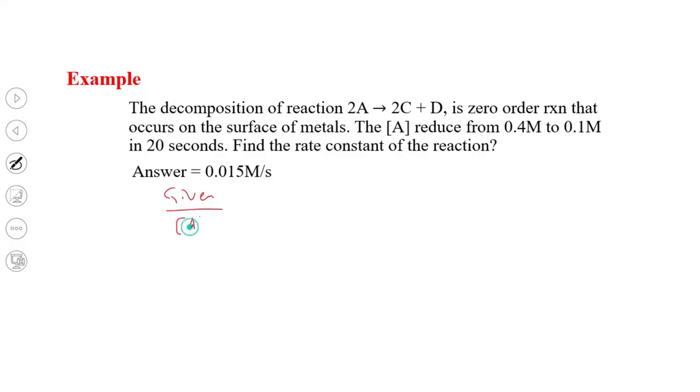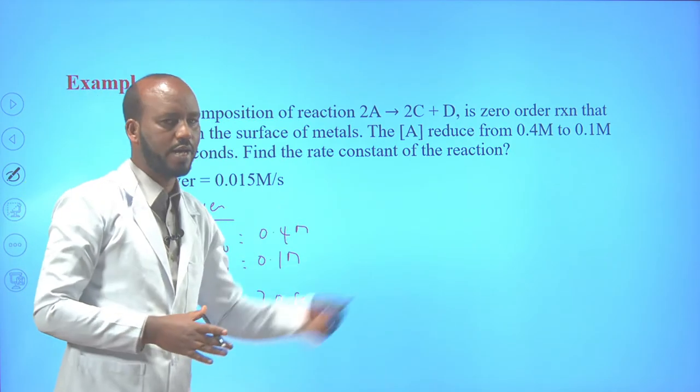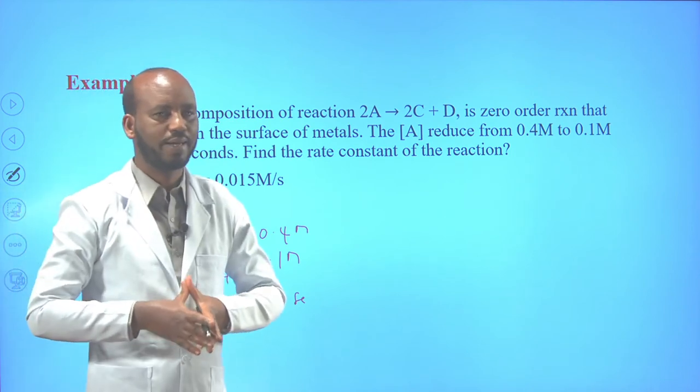Initial concentration A naught equal 0.4 molar. Concentration of M at time t is 0.1 molar. Time t is 20 seconds. You are asked to calculate the rate constant K.